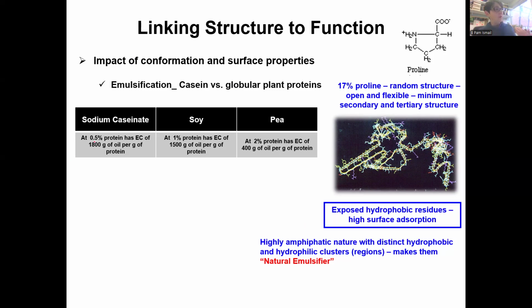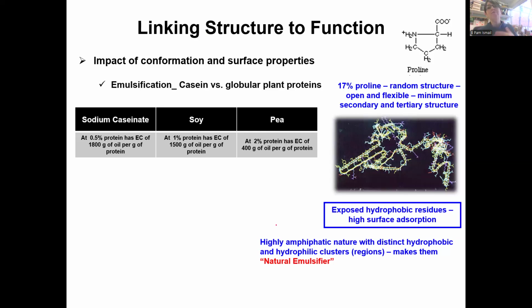So a 0.5% protein solution of sodium caseinate has a really high emulsification capacity, which stands for the amount of oil that can be emulsified by 1 gram of protein. So 1 gram of caseinate can emulsify 1,800 grams of oil. If we look at soy, we need 1% protein, more protein in there to cause the emulsion to form, and you have an EC between 1,200 and 1,500, depending on the source of the protein.